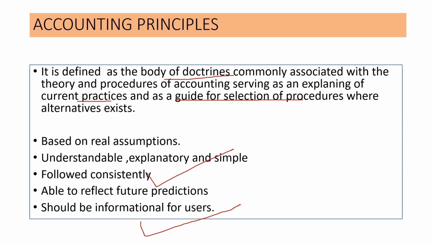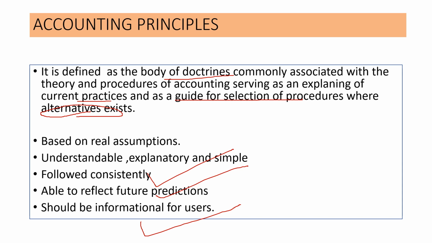So this is called consistency in your approach, in your methods, in your procedures, in your alternatives which exist with you. See, alternatives here means you have different methods of doing things. Which method you will choose, you should stick to that method only. You stick to that alternative only. Okay, now, able to reflect the future predictions.